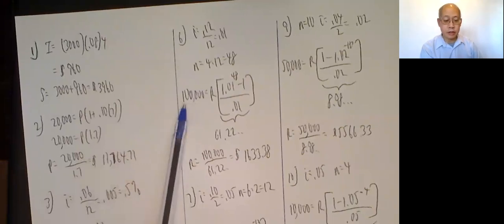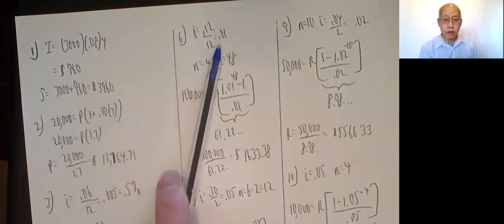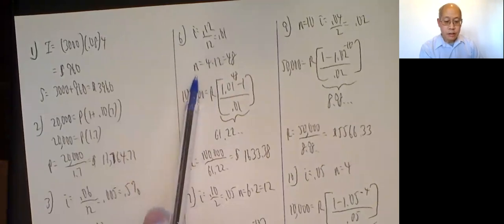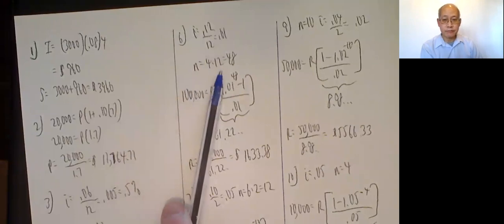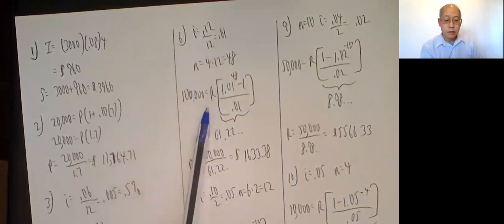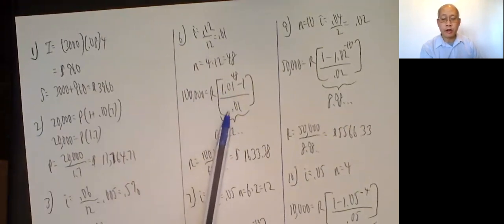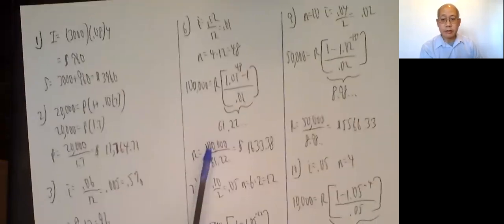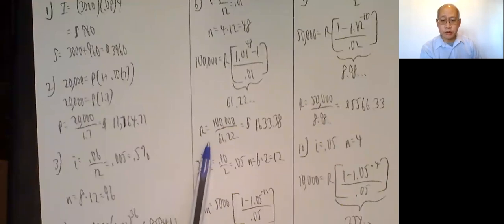Number 6, the family wants to save $100,000, so we're looking for R this time. $100,000 isn't the R, it's the new amount that we want to have. So I is, again, 0.12 divided by 12, or 0.01, 1%. It says 4 years, so 12 times 4 is 48 is my N. So I have 100,000 equals R times 1.01 to the 48th power minus 1 over 0.01. This part just right here is about 61.22. Divide both sides by that 61.22.